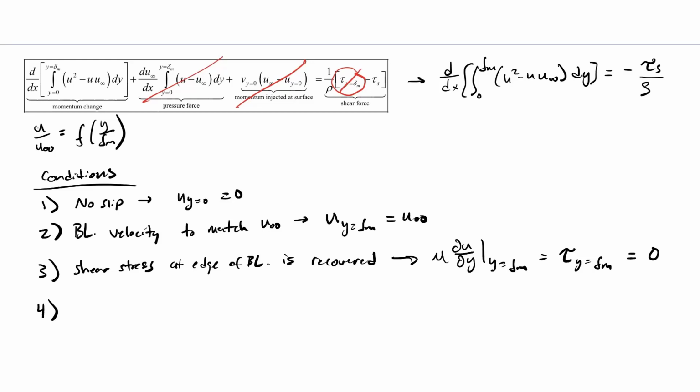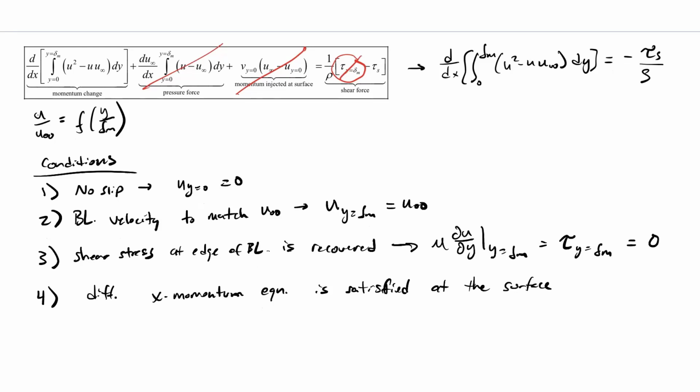So let's introduce our extra coefficient here, and let's require that our differential x momentum equation is satisfied at the surface. We could pick another location if we wanted to. Let's just do it at the surface.